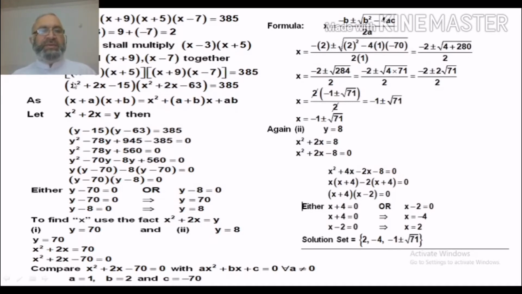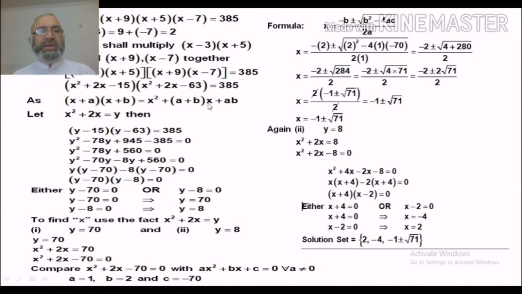If we multiply the first two, we get x square plus 2x minus 15, and multiplication by the next, that is x square plus 2x minus 63, is equal to 385. So the point to be noted here: in the first factor x square plus 2x and the next factor x square plus 2x is common. These first two terms are the same. So by substituting the like terms, let x square plus 2x is equal to another variable y.